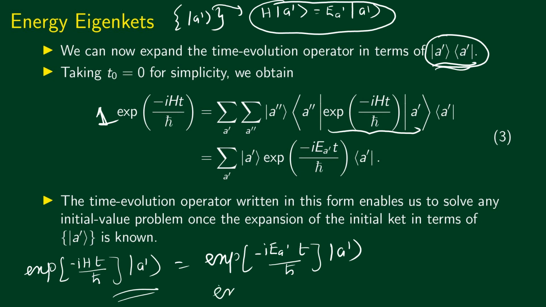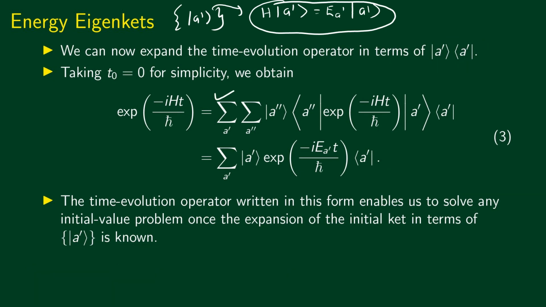In general, you can remember this. If you have an exponential of an operator acting on the eigenket of the operator, then you can always write this as the exponential of the eigenvalue multiplied by the eigenket. So if what we have here is the eigenket of the operator in the exponential, then you can write it as the exponential of the eigenvalue multiplied by the eigenket. You can remember this.